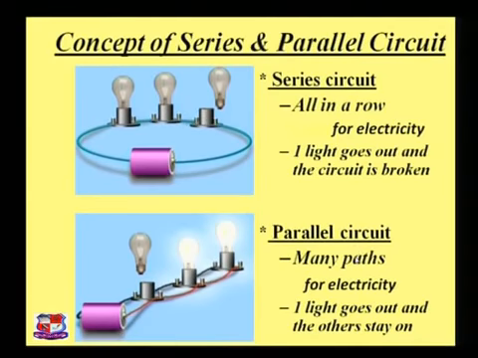But what about the parallel circuit? It has many ways. It's not a single row. It has many paths for the electricity. So ultimately what happens, if one of the bulbs or one of the components is lost or stops working, then current will continue to flow toward another path. So this is the advantage of the parallel circuit.